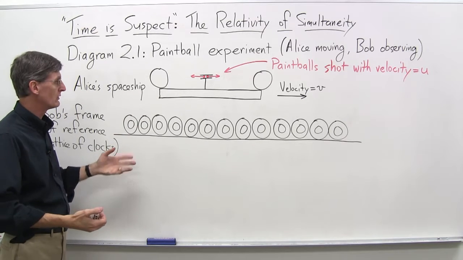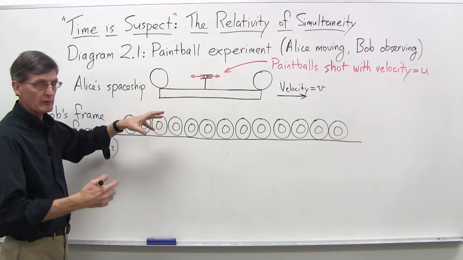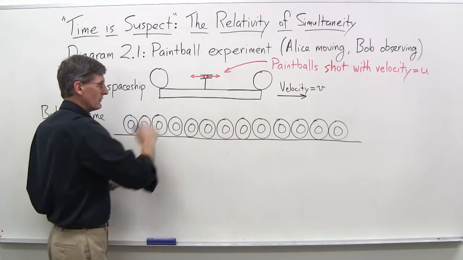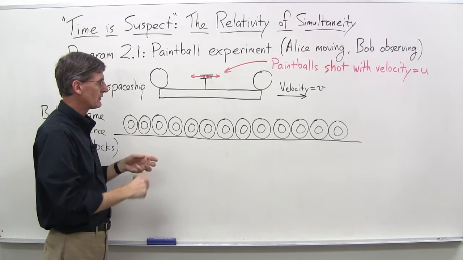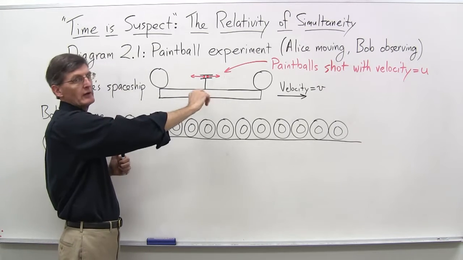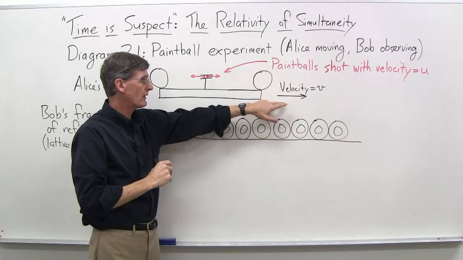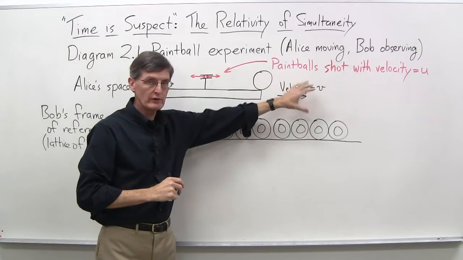So here's the situation. Here's her spaceship, similar to what we had in the previous video clip, but with just two clocks at the ends of it, and some sort of apparatus in the exact middle such that it can shoot one thing one way, another thing the other way. She is moving, the whole spaceship is moving with velocity v, to the right here.